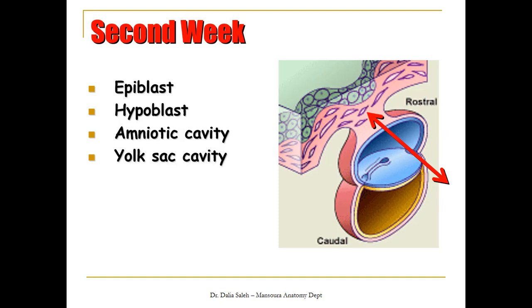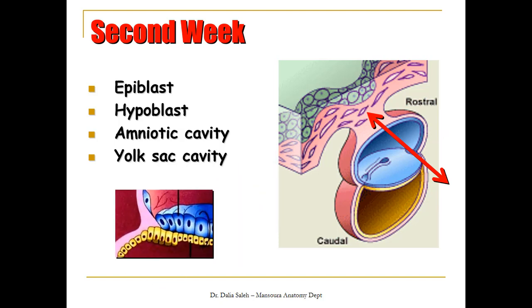If we take a section at the cranial end of the embryonic disc, at the level of the prochordal plate, we can notice the closely adherent epiblast to the hypoblast. This is called the buccopharyngeal area, or the buccopharyngeal membrane, or the prochordal plate.